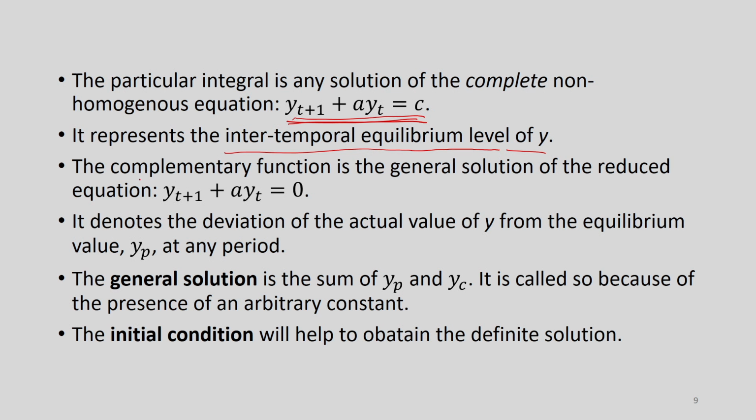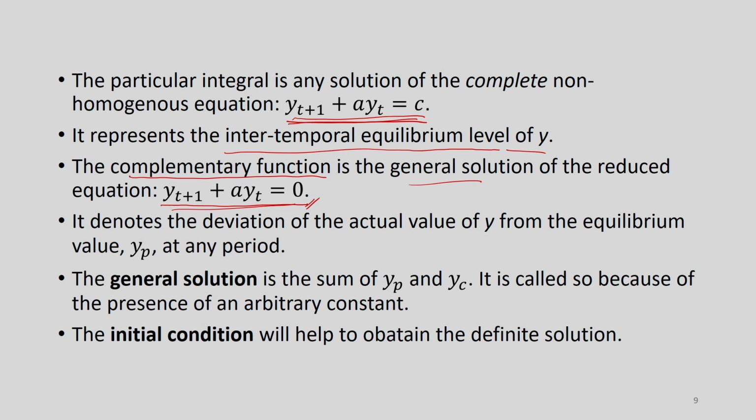The second part, that is the CF, the complementary function, is the general solution of the reduced equation, this yt plus 1 plus a multiplied by yt is equal to 0. So, notice the difference between these two. Here the constant term has been got rid of. So, it is a homogeneous equation now. So, the CF, or the complementary function, is the general solution to this homogeneous part of the difference equation.